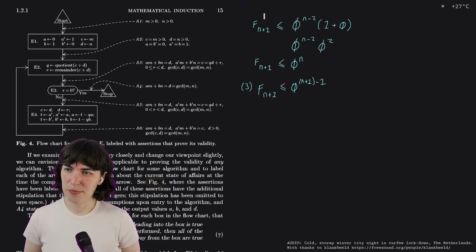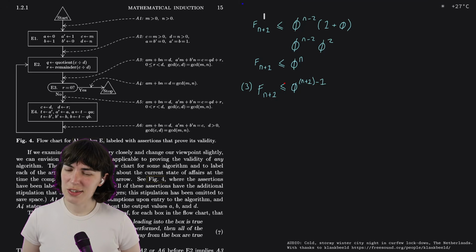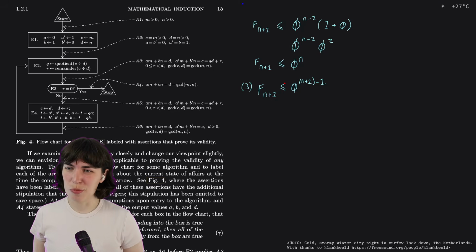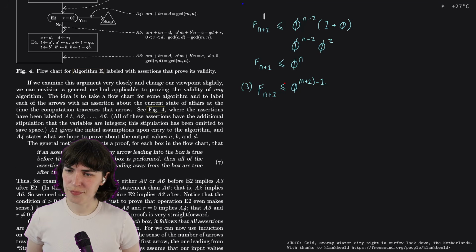Okay. It's interesting. Right. Okay. So he's producing a collection of facts that we can prove to be true at each point in this algorithm.